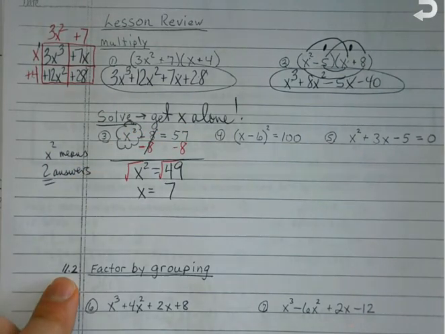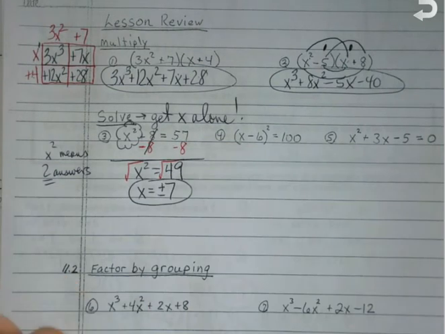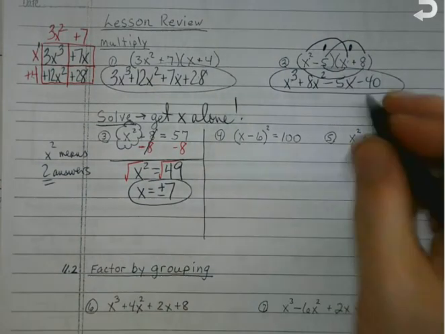So if I just get a plain number like this, I've got to remember that not only is positive 7 squared equal 49, but so does negative 7 squared. So I have to have them both. Those little things can get us sometimes if we're not careful.